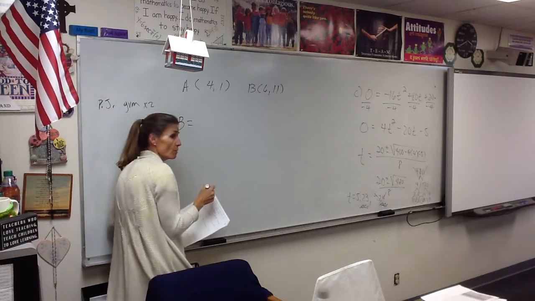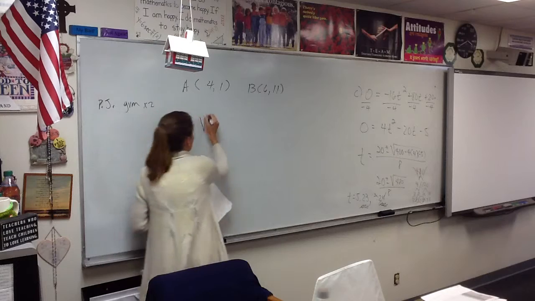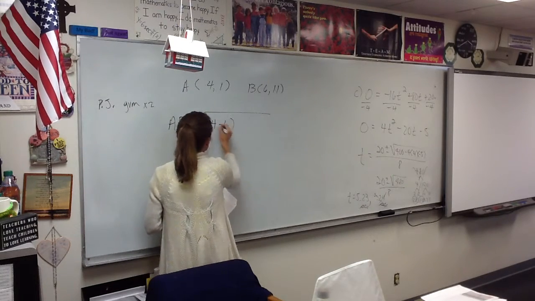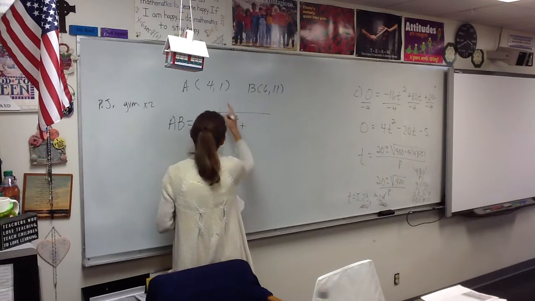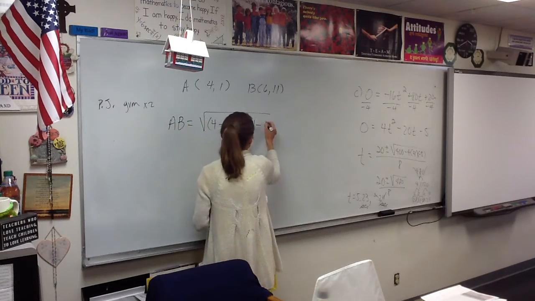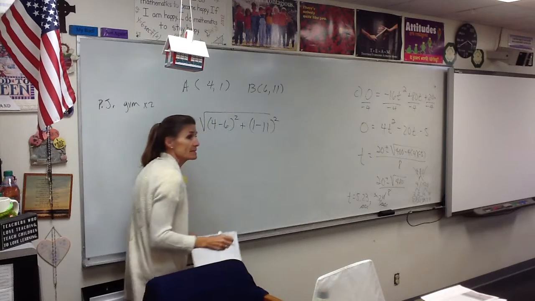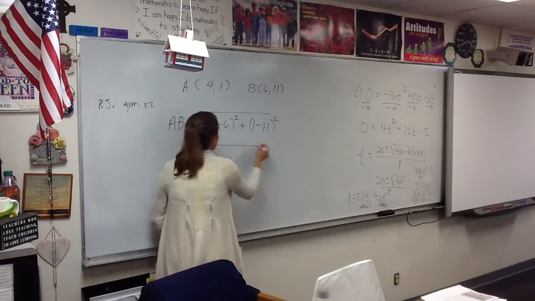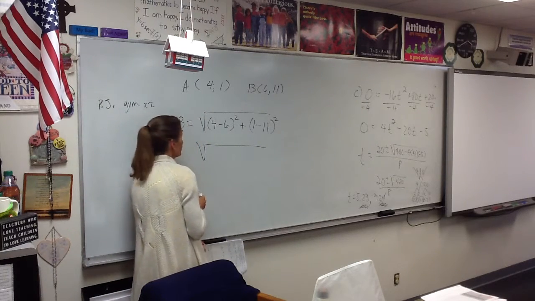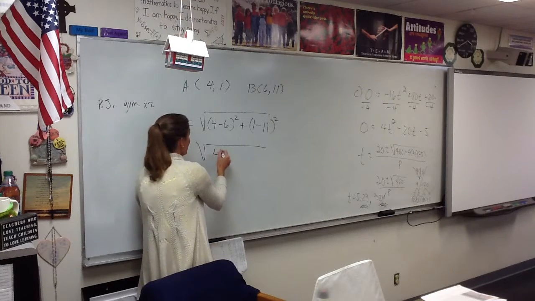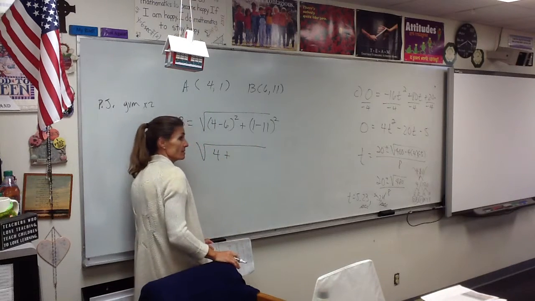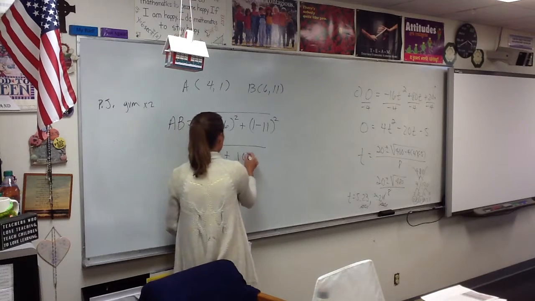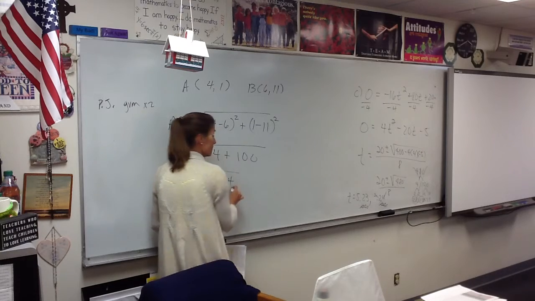So how does the distance formula work? Remember, it's a big radical, right? So 4 minus 6 squared. Yep, there we go. Remember, it's x minus x squared plus y minus y squared. And 4 minus 6 is 2, and 2 squared is 4. 1 minus 11 is negative 10, and negative 10 squared is 100. So we have the square root of 104.